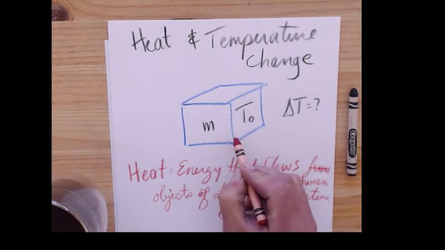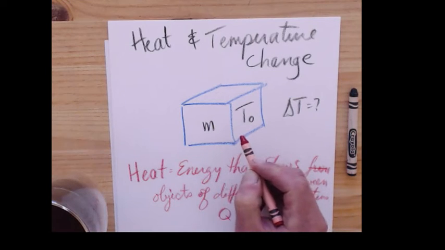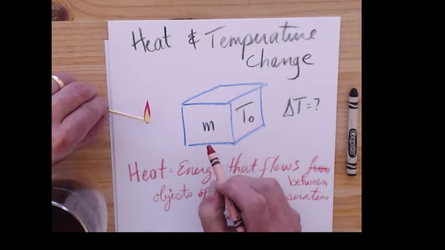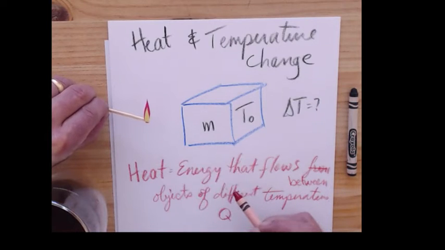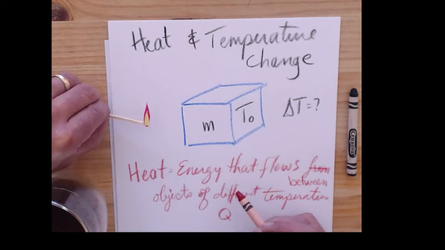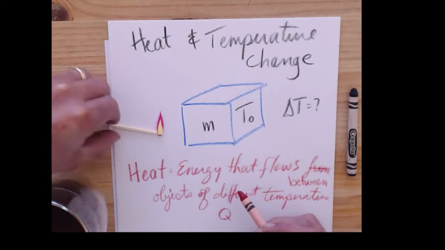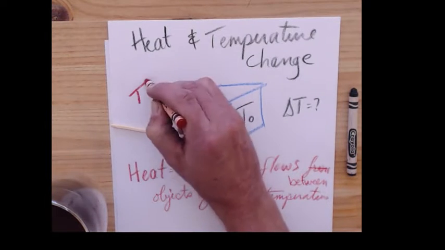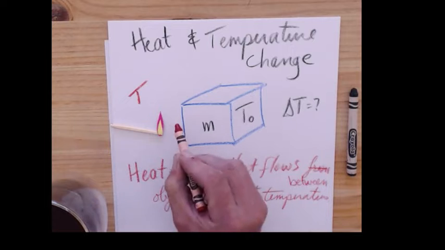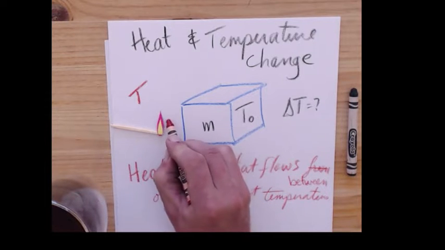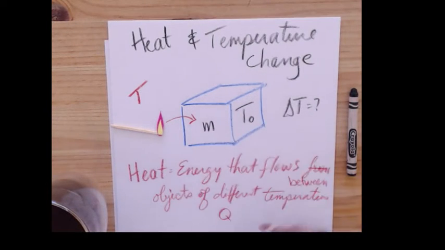So if I want to make this hotter, I need to put it next to something that has a higher temperature. So let's take this hot gas on the end of this match here. I'm going to lay this here. This has some hot temperature. Energy is going to flow from there into there. So there's my heat that flows in there.